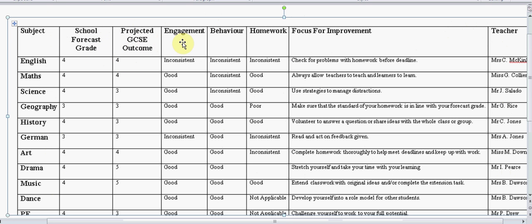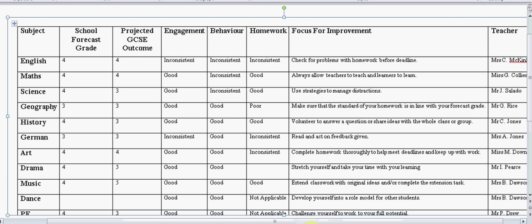We then have the engagement, behaviour and homework. We call these our attitude to learning descriptors. And we then have a focus for improvement. It's quite likely that in the future, to add to the engagement, behaviour and homework, we will have a literacy comment as well, about how students' literacy is supporting their progress in each subject. The descriptors for those will also be on the report.